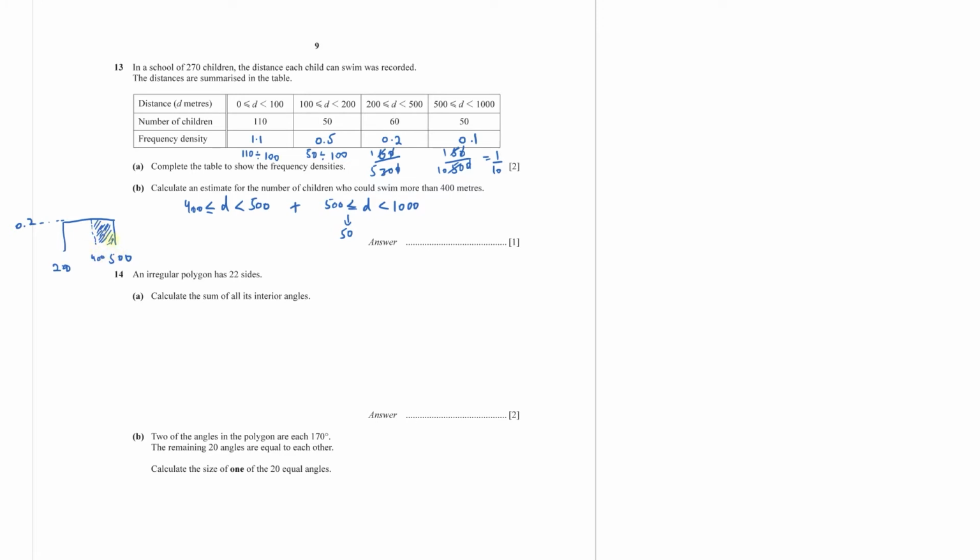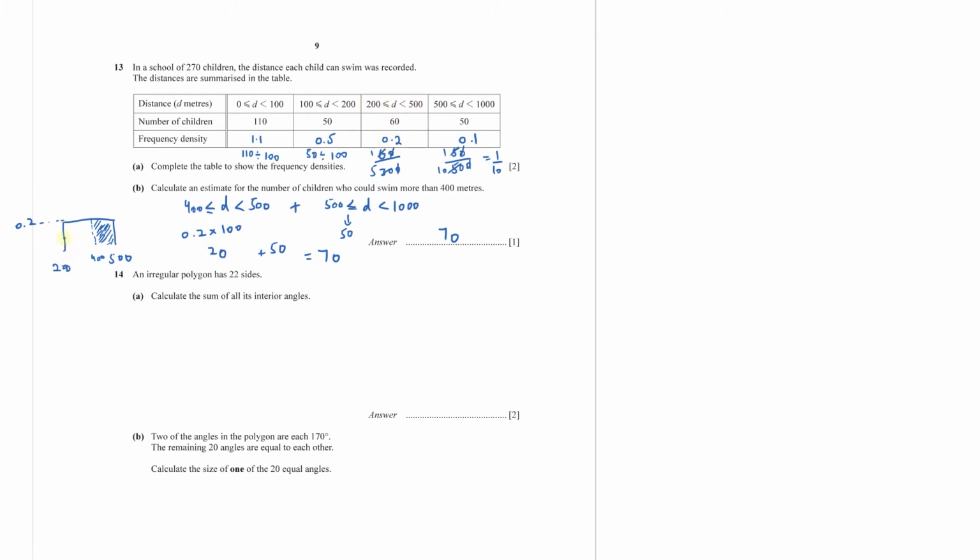So what's the area between 400 and 500? It's a rectangle with height 0.2 and length 100. So your area is 0.2 multiplied by 100, which is 20. Then 20 plus 50 would be equal to 70. So there are 70 students who can swim more than 400 meters. So you use this frequency density here and this interval here.